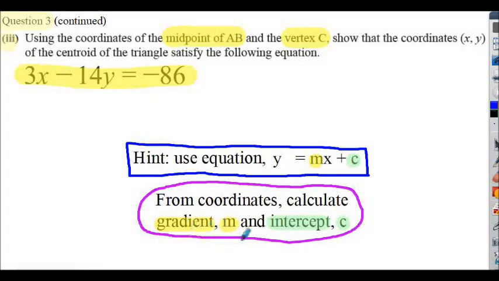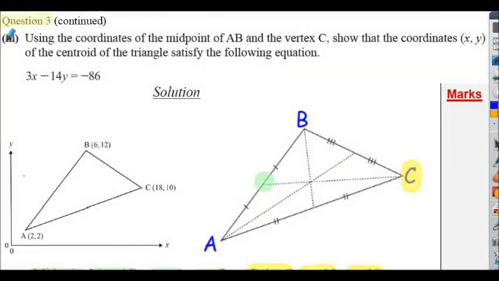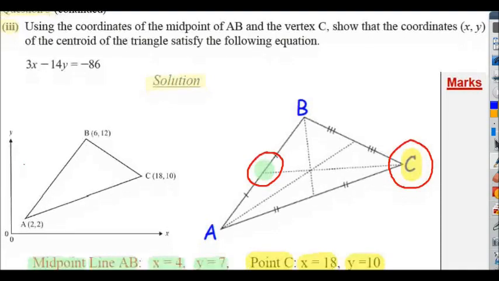Calculate the m for the gradient of the line, and c, of course, is the intercept with the y-axis. And here's a hint to use the midpoint of AB, coordinates 4, 7, and to use the coordinates of point C, 18, 10. Full solution shown on the following slide. Here's question 3, part 3 solution. In this question, we're using the midpoint of line AB and the coordinates of point C. I'll let you review the solution at your own pace.